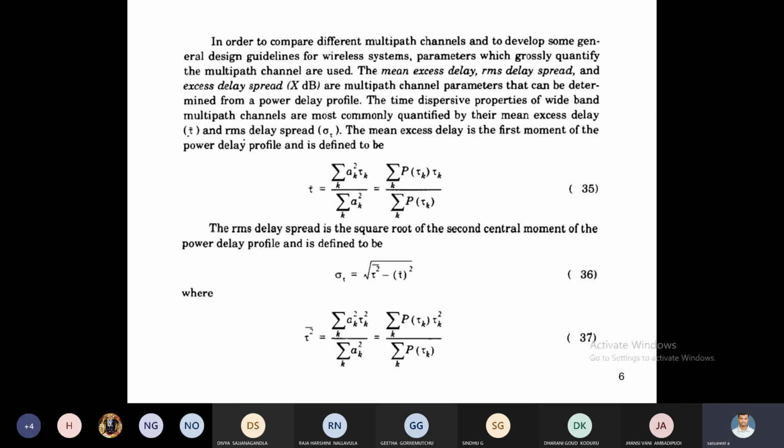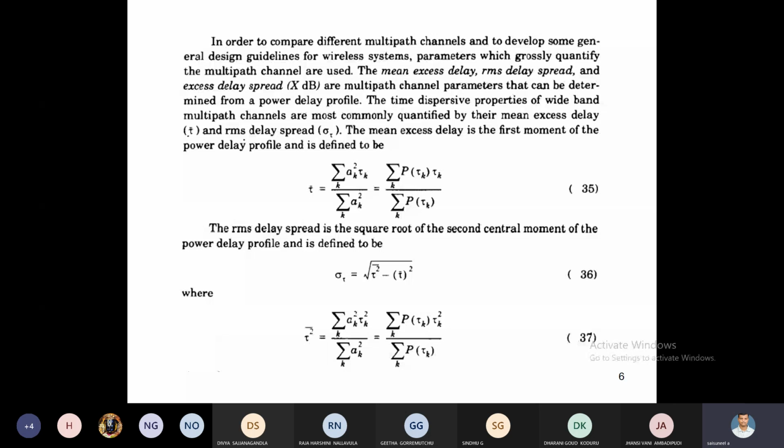Here, for multipath mobile channels, there are three types of time dispersion parameters. The first one is mean excess delay, the second is RMS delay spread, and the third one is maximum excess delay. Mean excess delay is represented by tau bar. The bar shows mean averaging. That's why tau bar.